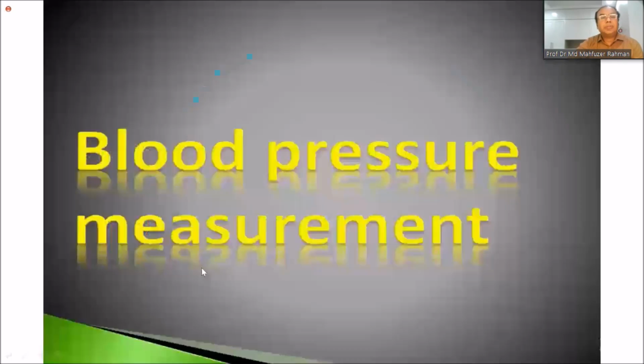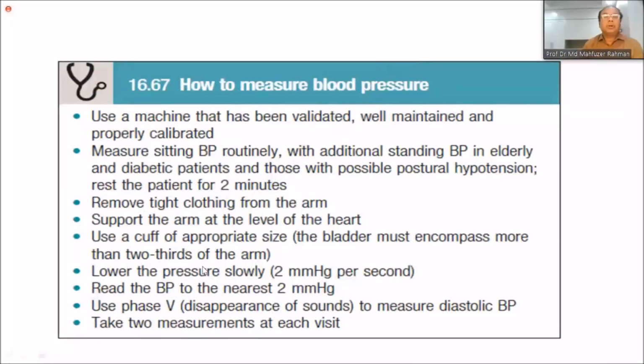So how to measure blood pressure? This is very important, because once the patient is described as hypertensive, he should continue lifestyle modification or drug therapy lifelong. So we should measure the blood pressure cautiously, and it should be a representative blood pressure by a well-validated and well-calibrated machine.